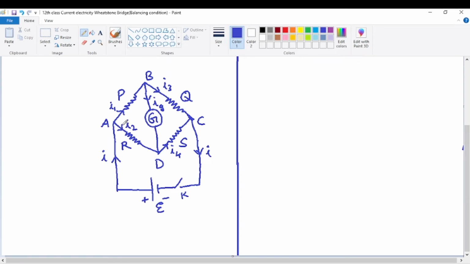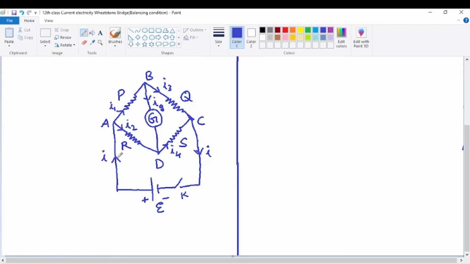Now firstly consider Kirchhoff's current law. Using Kirchhoff's current law, the relation between the different currents can be obtained easily. Here the important currents are I1, I2, I3, I4, and also a very important current, the galvanometer current. Firstly, applying Kirchhoff's current law at the junction B, three currents are present, I1, IG and I3.